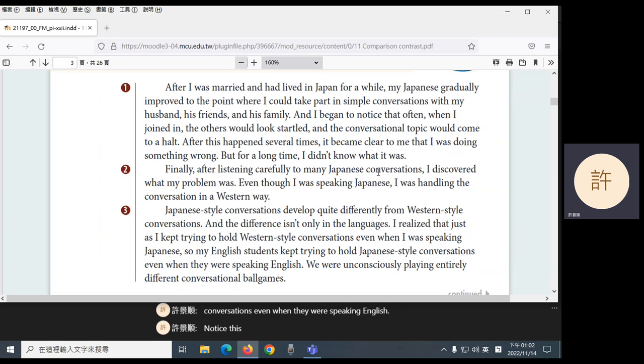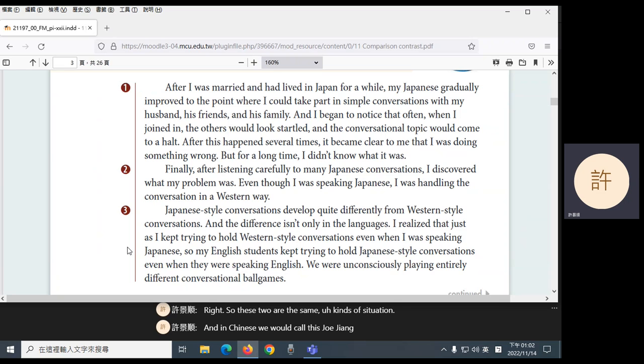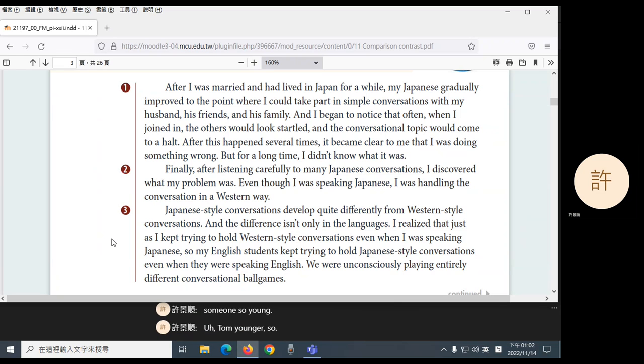Notice this grammar here. Just as A, so B. Right, so these two are the same kinds of situation. In Chinese, we would call this 就像,然后什么什么一样,同样的, so. We were unconsciously playing entirely different conversational ball games.